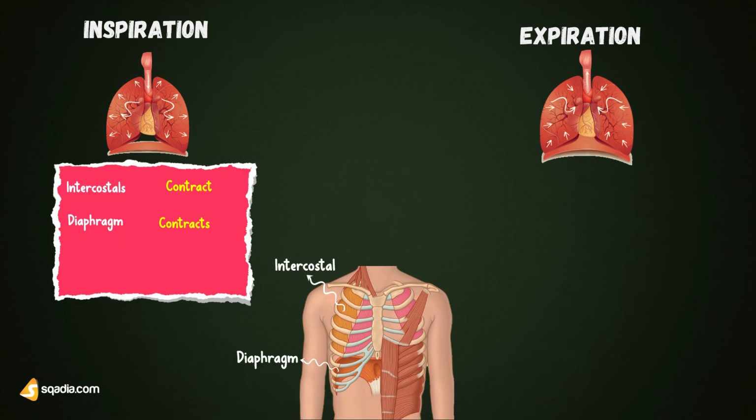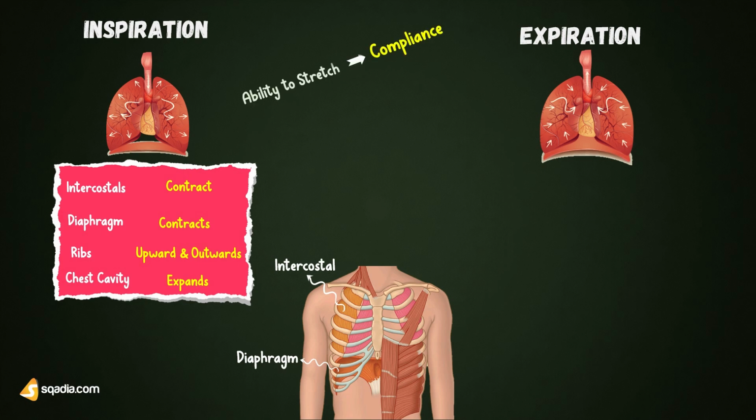Before getting into the details, I would like you to revise some important concepts that would help you better comprehend this. You must know that during inspiration, the diaphragm and intercostal muscles contract. Ribs are pulled upward and outwards. The chest cavity expands, hence reducing the pressure. As a result, air rushes in to equalize pressure. The ability of lungs to stretch is known as compliance. This air enters the alveoli, where gaseous exchange occurs.